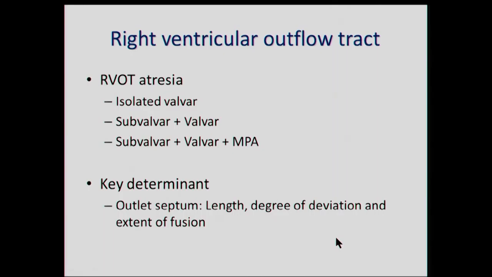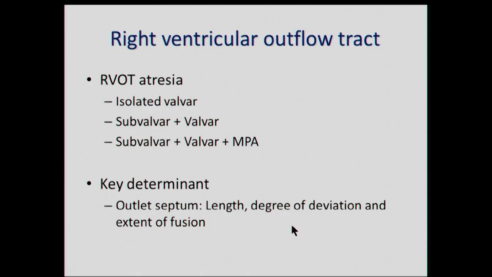Talking about the right ventricular outflow tract. The right ventricular outflow tract atresia can be isolated valvar atresia, it can be subvalvar with valvar, or it can be subvalvar, valvar, and might involve the main pulmonary artery. I think one of the key determinants is the outlet septum. Its length, its degree of deviation, and extent of the fusion of the outlet septum will decide on the length of the atretic segment.